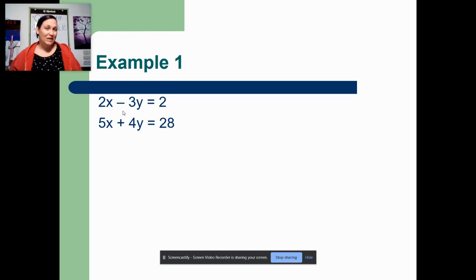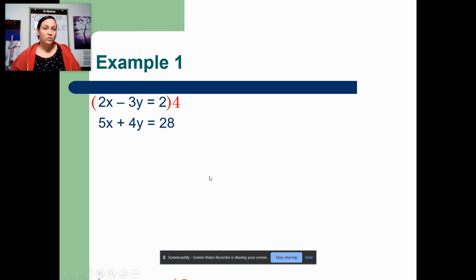So next, what we need to do is figure out what number I can change a 3 and a 4 into so that they'll both be the same number. And remember, you're only allowed to change it by multiplying. So I can change a 3 and a 4 both into the number 12. To do that, I would multiply the first equation by 4, and I would multiply the second equation by 3.